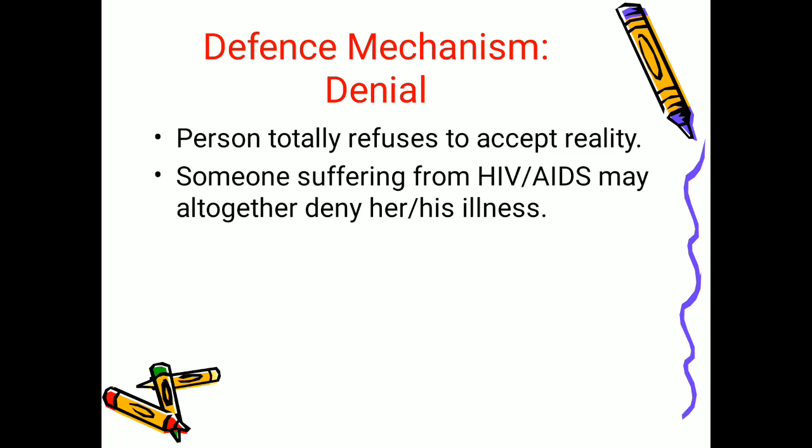The third defense mechanism is denial. Denial means when you try to refuse the reality, you don't want to accept the reality. The person totally refuses, I didn't do that. For example, someone who is suffering from HIV/AIDS may altogether deny his or her illness. I don't have it, people have this kind of thing that they don't want to disclose that they have HIV/AIDS. So that is what is denial. Refusing to accept reality is denial. I guess we all do this. Denial is something which is common, which is linked with one or the other thing in our daily life. So this is your denial.